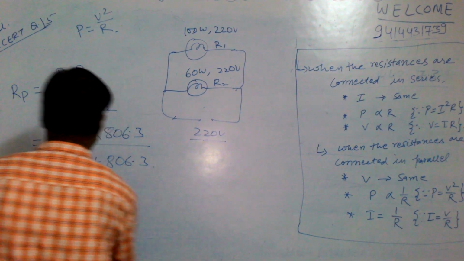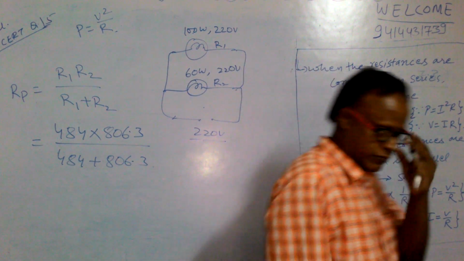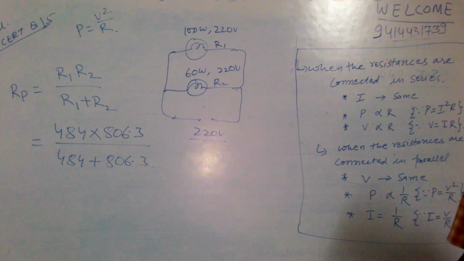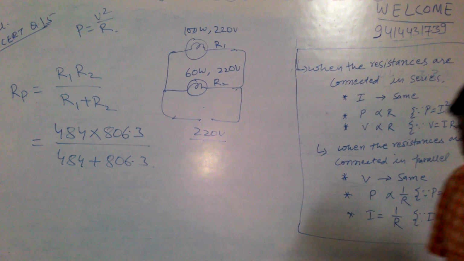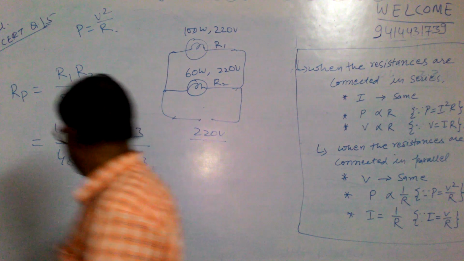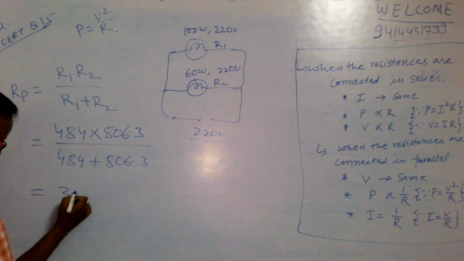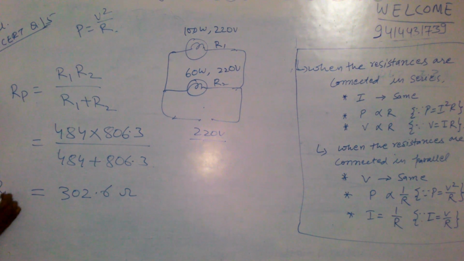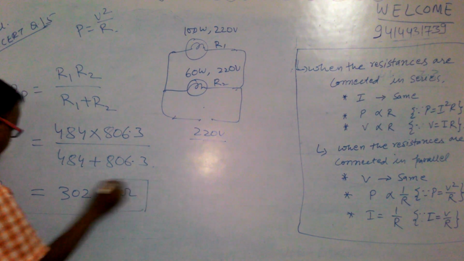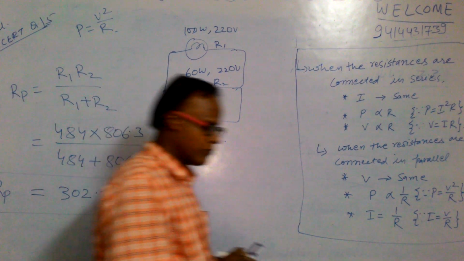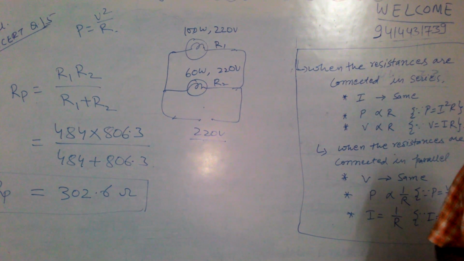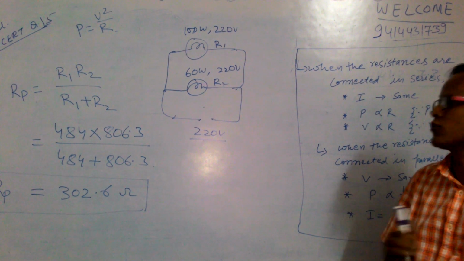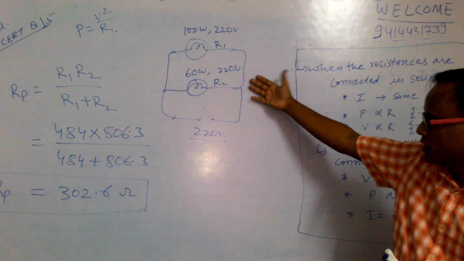Simplify it. When you calculate it, you will get 302.6 ohm. Verify it. So RP comes out to be 302.6 ohm. This is just the resistance.